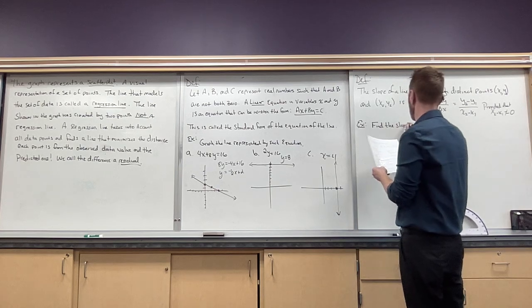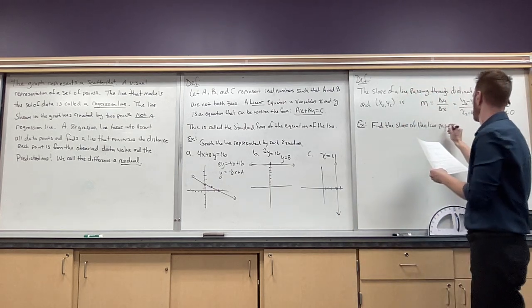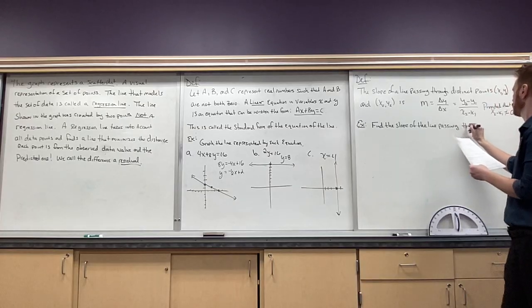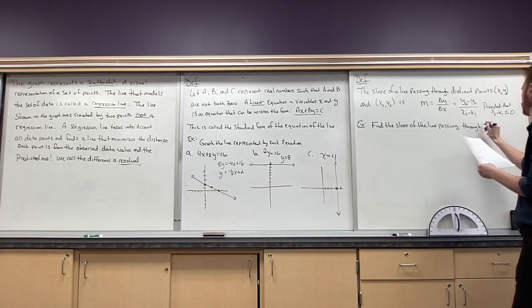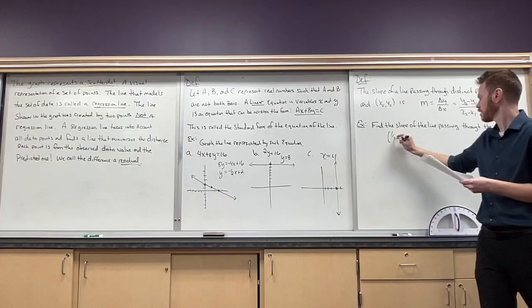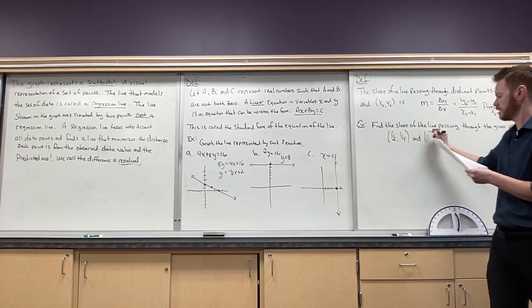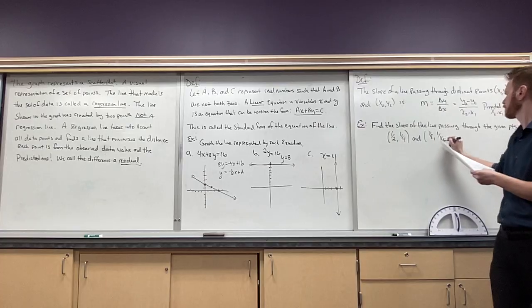So find the slope of the line passing through the given points. And our points are going to be a half and a fourth, and an eighth with a 16th.